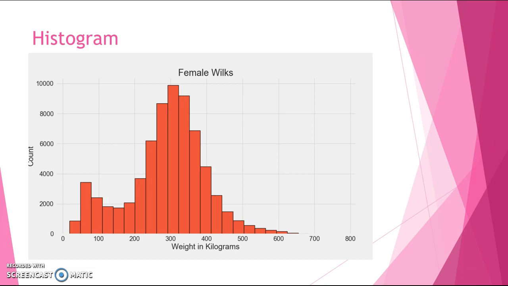The final type of data presentation that can be used to show quantitative data is a histogram. These are similar to bar charts as they both look at the frequency of the data. However, histograms show continuous data, meaning that the data has no gaps in it, unlike a bar chart, which has gaps and is not continuous.